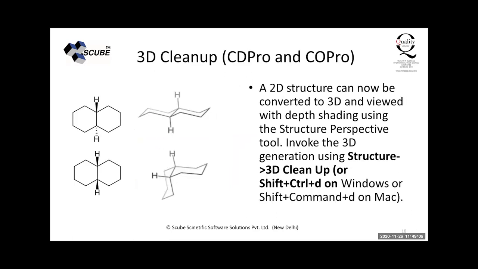Then we have a 3D cleanup. What 3D cleanup is: in ChemDraw, we can draw a 2D structure, but now we can add a 3D property within ChemDraw, right? It also includes molecular mechanics. Once you clean up your molecule, it will do the molecular mechanics. Then the second time you do it, it will start the molecular mechanics again, and ultimately you will get the 3D structure with the depth shading, right?